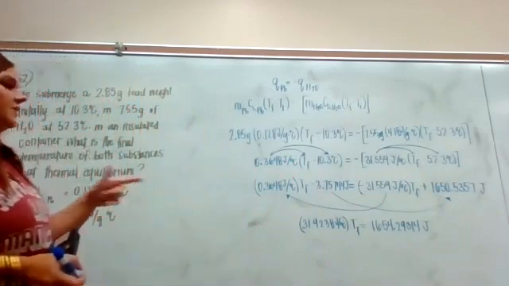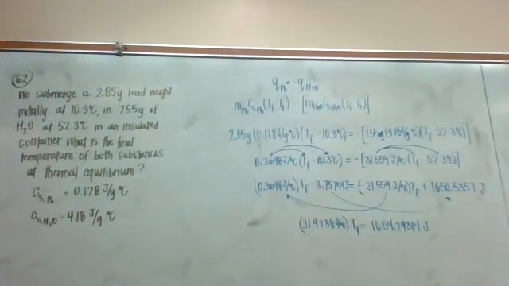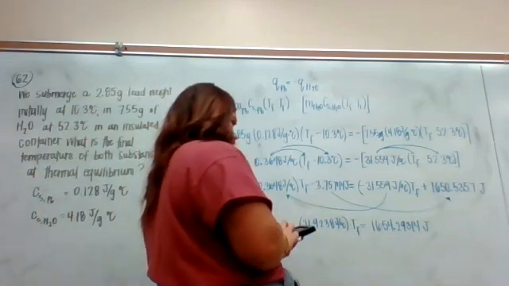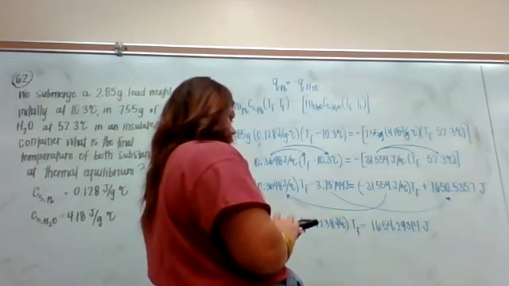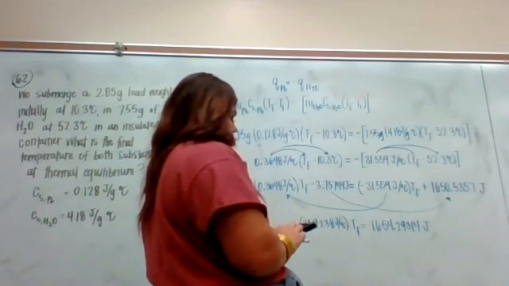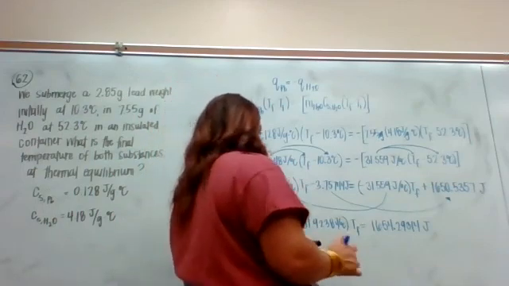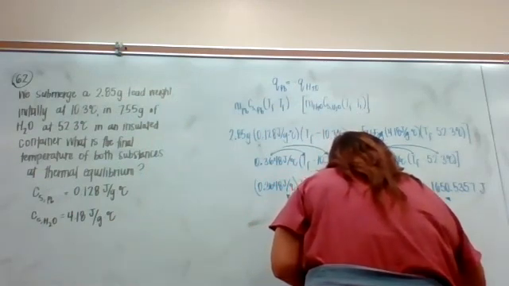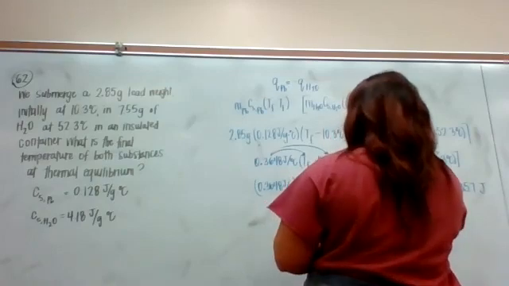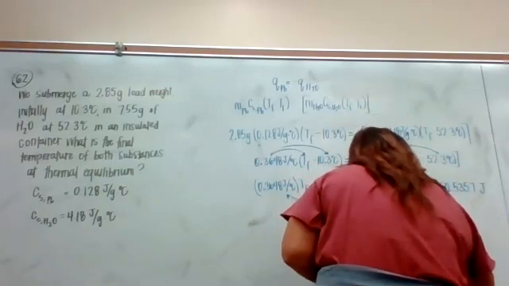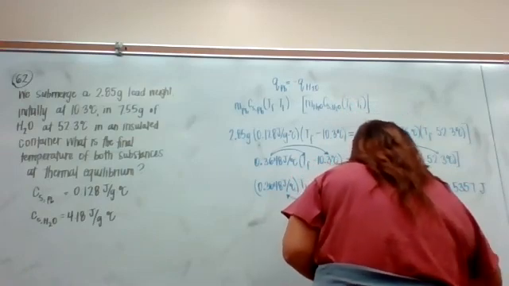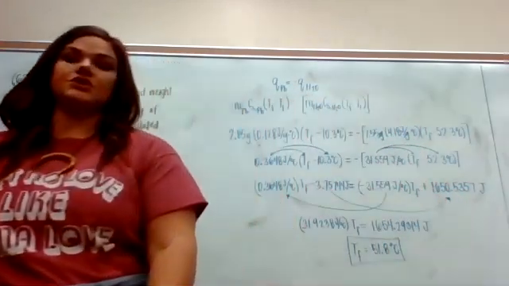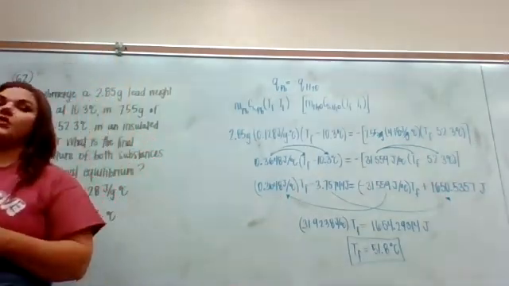Okay, so now that's what my equation looks like. Now the only thing I have left to do is divide both sides by 31.9238 to get TF by itself. It comes out at 51.8 degrees Celsius. That is the final temperature of both objects at thermal equilibrium.